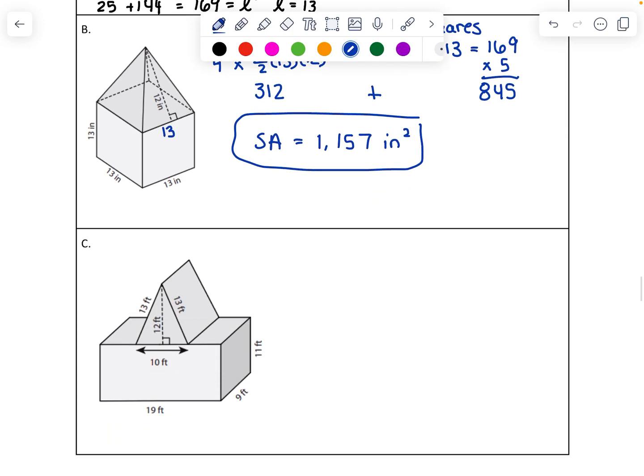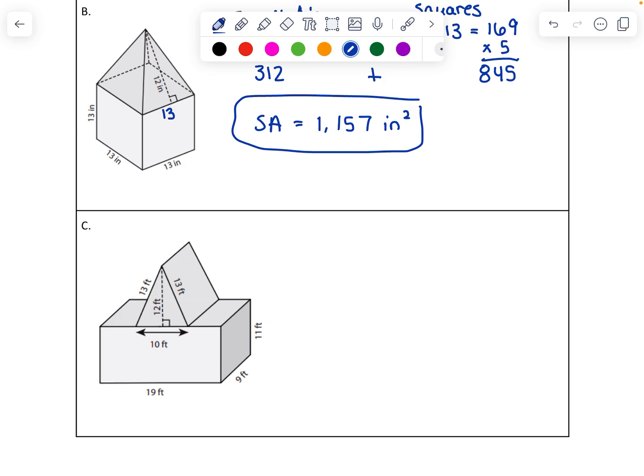Okay, the next one is a little unique because it's not perfectly sitting on top. We have these extra pieces in this one where we have the middle up here covered, but the top has some still exposed. So I'm going to start with the very top part of this, the triangular prism, where I have 2 of these rectangles on the side. If you look on the side over here, that's 9, so 13 by 9. And there's 2 of those, so I'm going to times that by 2.